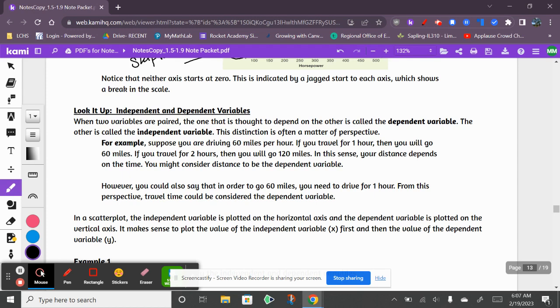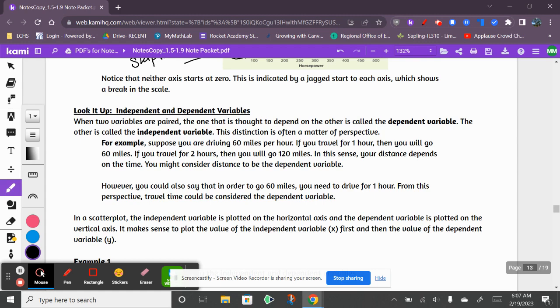In this sense, your distance depends on the time. You might consider distance to be the dependent variable. However, you could also say that in order to go 60 miles, you need to drive for 1 hour. From this perspective, travel time should be considered the dependent variable.